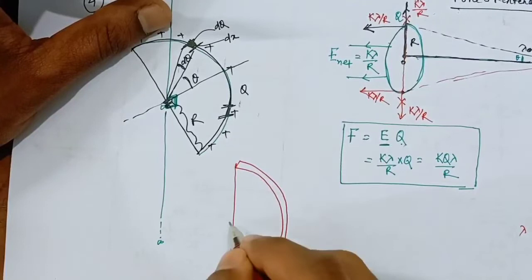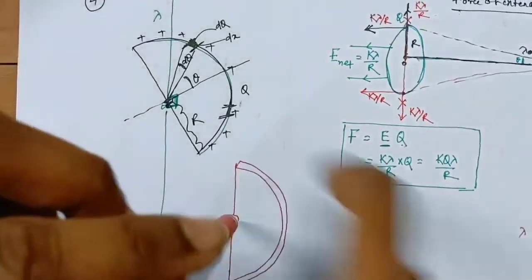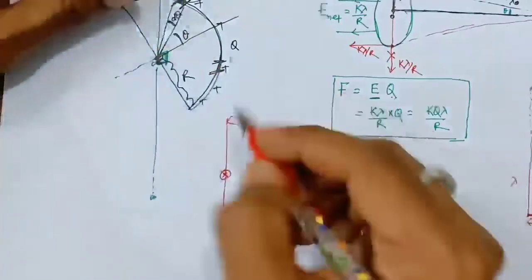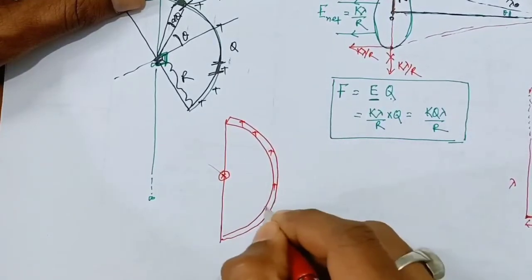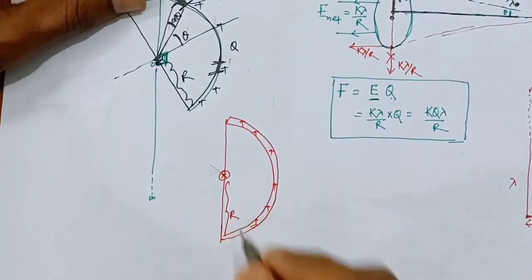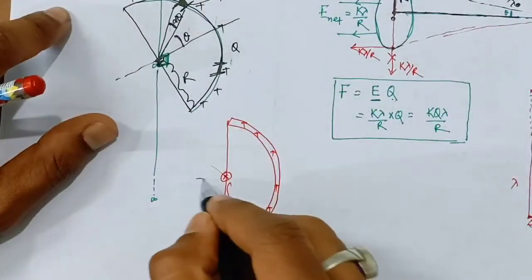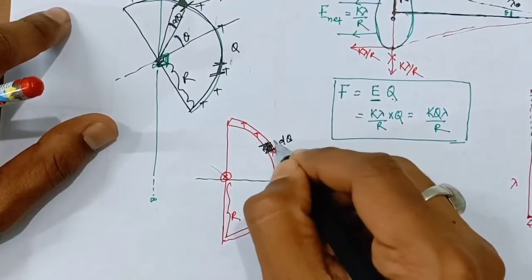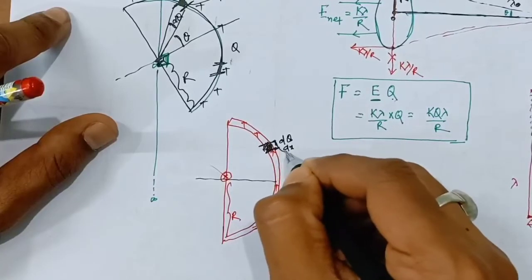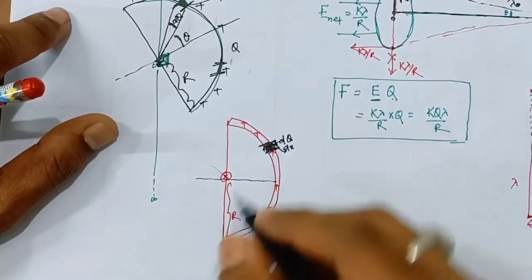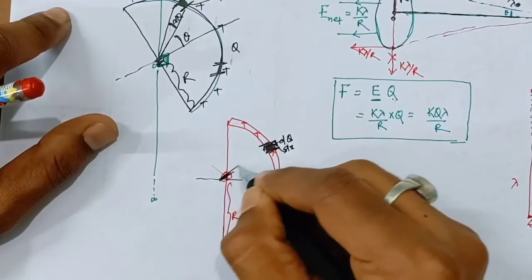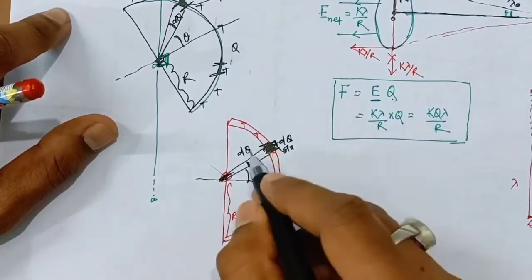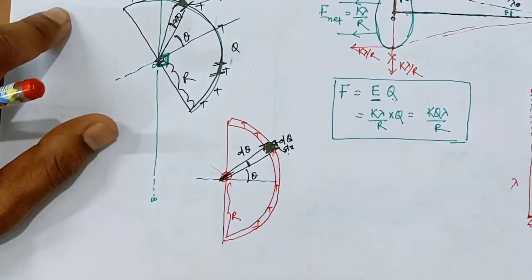This is exactly a rod passing like this through the point, and it goes to infinity. This is my positive and the radius is r. I will consider a small element here. This element having charge dq and length dx. This length is dx, and this element has charge dq. Exactly I draw from theta to d theta, one small element having charge dq and length dx.